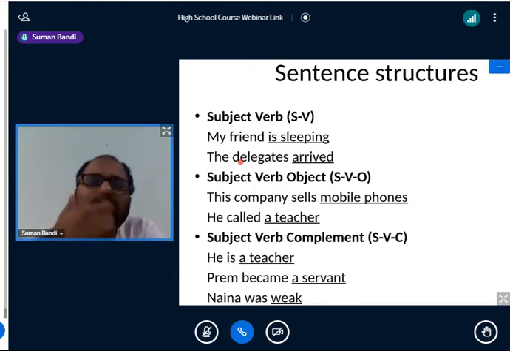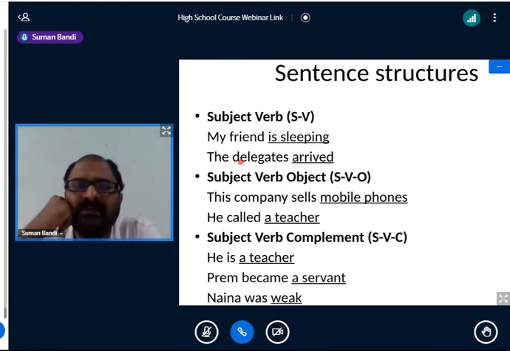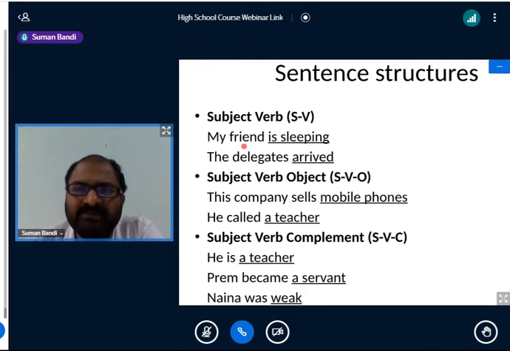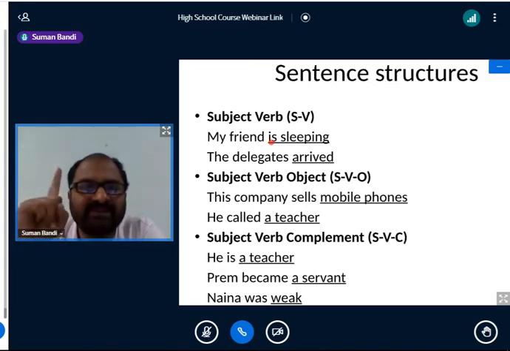Some textbooks have these phrases also. I think Kerala textbooks I've seen, I don't know if they still have this in the Kerala textbooks, noun phrase, verb phrase, etc. So my friend is a noun phrase, right? And is sleeping is a verb phrase. You call it a verb phrase because it is not one single verb, it's a combination of two verbs. So, sleeping is the main verb and is is the auxiliary verb.